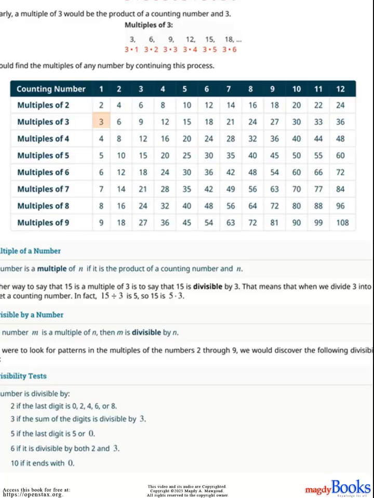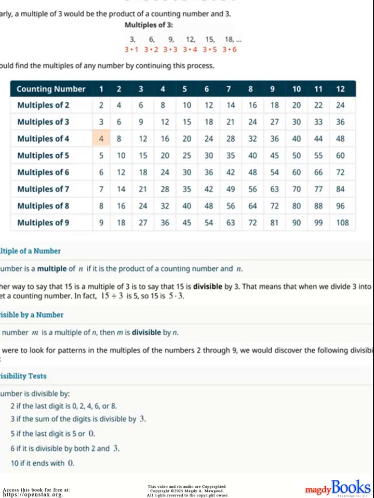Multiples of 3: 1 times 3 equals 3, 2 times 3 equals 6, 3 times 3 equals 9, 4 times 3 equals 12, 5 times 3 equals 15, 6 times 3 equals 18, 7 times 3 equals 21, 8 times 3 equals 24, 9 times 3 equals 27, 10 times 3 equals 30, 11 times 3 equals 33, 12 times 3 equals 36.